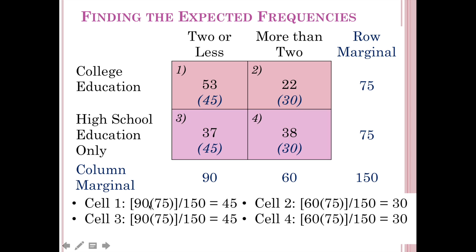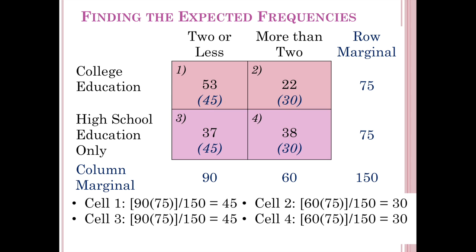This is how I'm finding it down here. I take my 90, the total number of the column, times 75, the row in my margin, divided by 150, the total number of people in my study. And I get 45. And I'm going to do that for each one of the different cells, so cell 1, cell 2, cell 3, and cell 4.